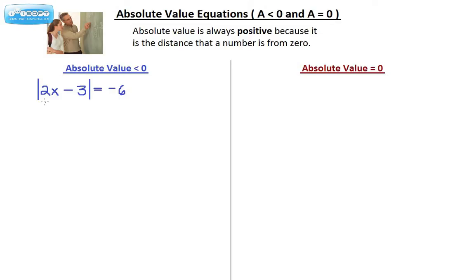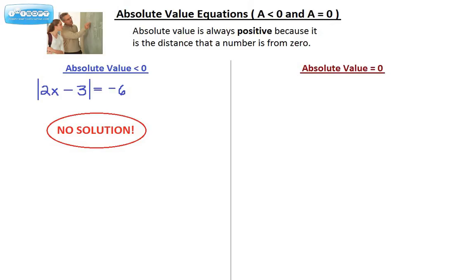When we look at this equation, we see that the absolute value is equal to negative 6. An absolute value cannot be negative. It's always positive. So even though this seems really simple, there is no solution. So there's no need to go any further with this equation.